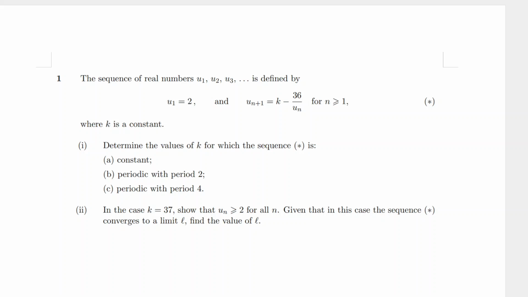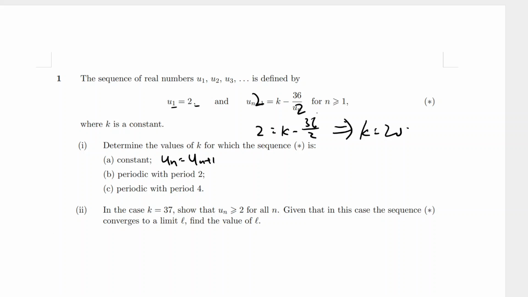Okay, what does constant mean? That means that un equals un plus 1. Okay, well then this is trivial, I suppose. So you know u1 is 2, and so everything in there has to be 2. Everything, right? So you just go, okay, well 2 equals k minus 36 over 2. Then you could deduce that k equals 20. Okay, this one's trivial. We're going to ignore that.